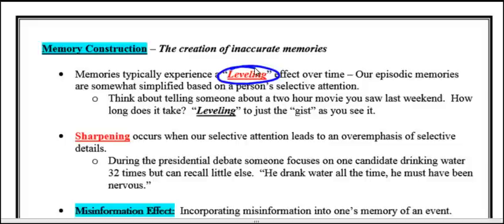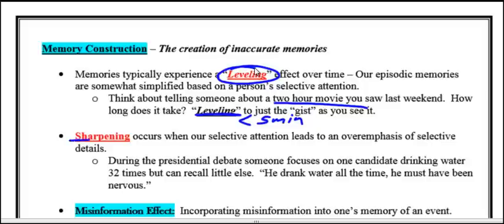So if you think about telling someone about a 2-hour movie that you saw this last weekend that was great, how long does it take you to tell somebody about the movie? Well, the principle of leveling might suggest you just talk about the gist of it. It might get down to maybe 5 minutes or even less than 5 minutes to tell them about that movie. So the details are narrowed down.